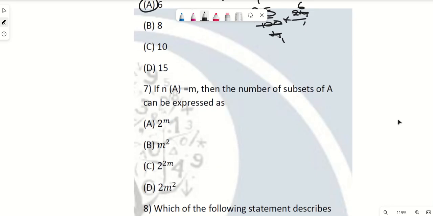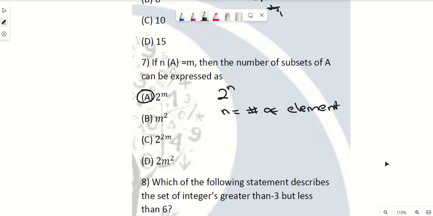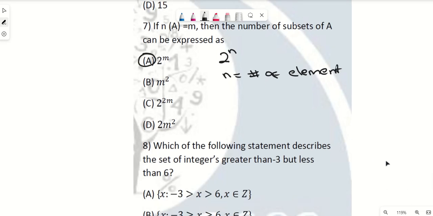Right, this one, this is a set. This question has been repeated. If n, the number of elements in A, is equal to m, then the number of subsets of A can be expressed as. Remember, our formula is 2 to the power of n, where n is the number of elements in a set. They told you the number of elements in a set is m, so this would be 2 to the power of m, which is A.